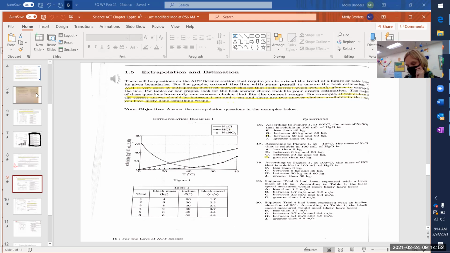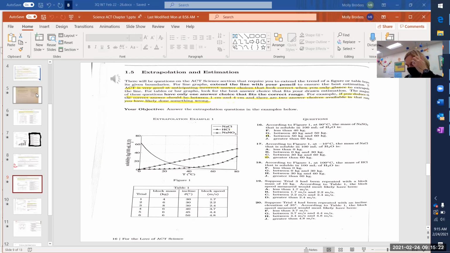What do you think? Okay. What do you think, say it again? Yeah, I would say H because when I extended it out, it's almost right at 60. So I didn't think it could be greater. H is the right answer.